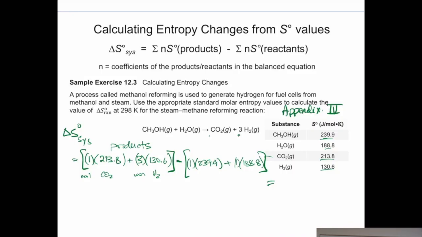You can see why I saved this till the end. It's just a bunch of number crunching. But it's a way for you to calculate this information from standard molar entropies. And you've got to remember where this comes from. I told you where this came from. This data in Appendix 4 comes from the third law of thermodynamics, where at absolute zero, it's a perfect crystal and the entropy is 0.